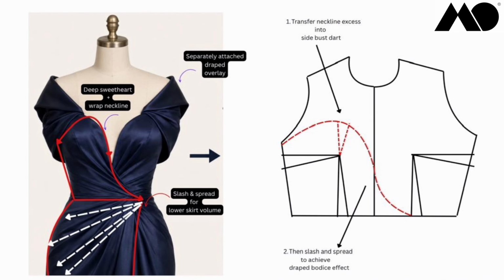Because a neckline is not just a drawing, it's a design decision. And when the neckline changes, the pattern around it may need to change too. This is why two garments can have the same neckline shape on paper but behave differently on the body. The difference is usually in the control.